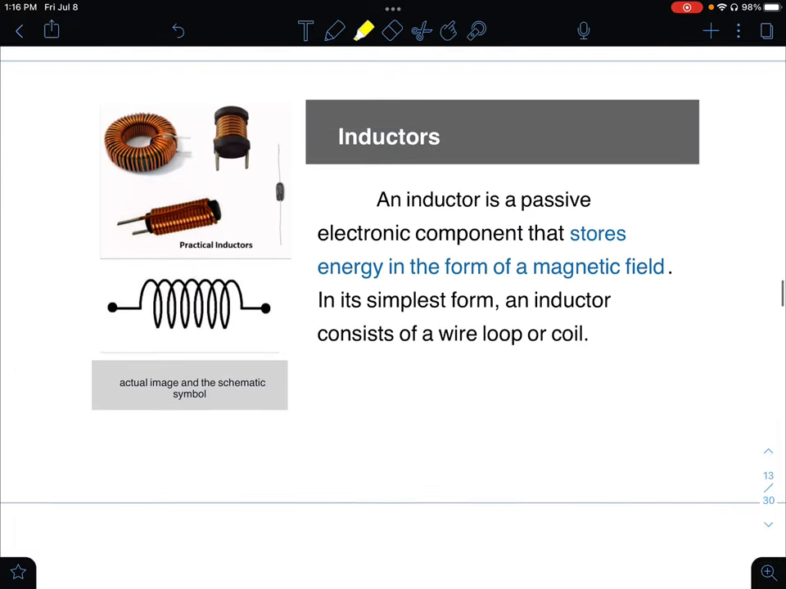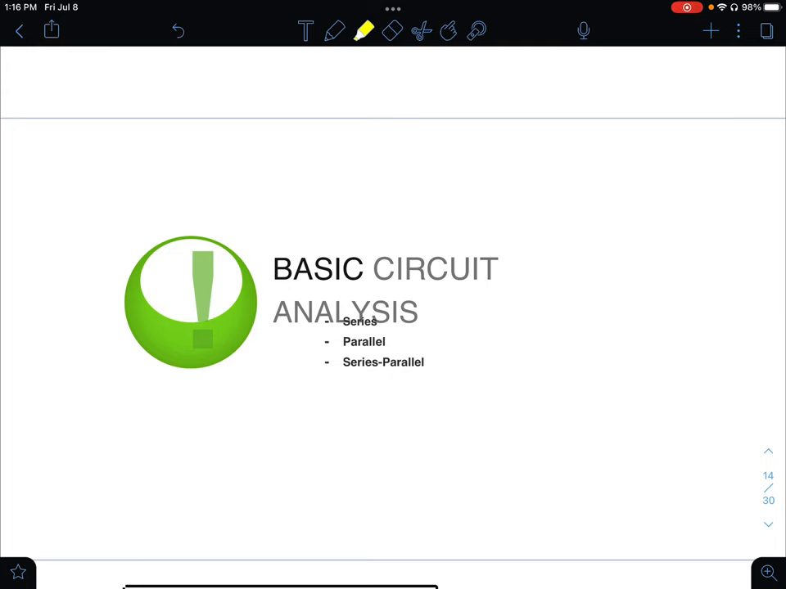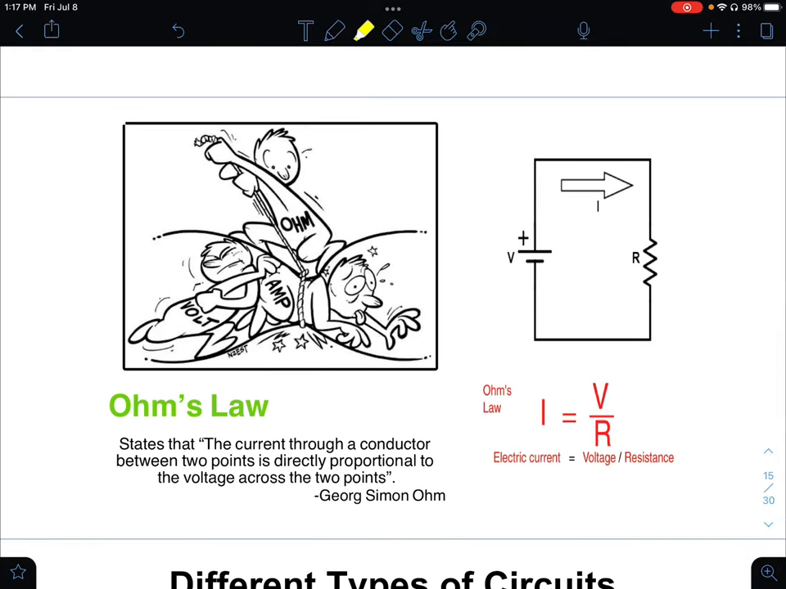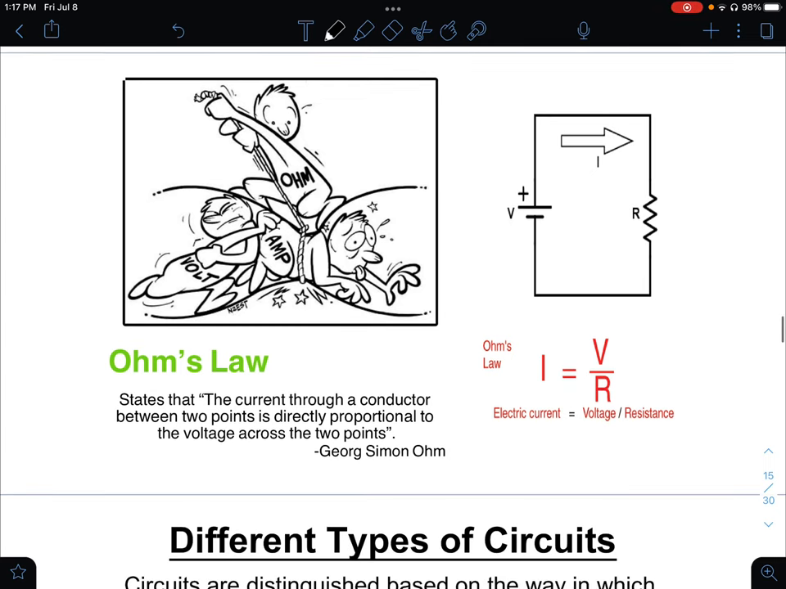Okay, so in this lecture, we will be discussing the basic circuit analysis of the series circuit, the parallel circuit, and the series-parallel circuit. So let's try to analyze. Okay, so Ohm, that's why it's called Ohm's law, George Simon Ohm stated that the current through a conductor between two points is directly proportional to the voltage across the two points. That is why the formula, electric current equals voltage over resistance, I = V/R, has been formulated. Here we can see the electric current, which is the I, that flows inside the circuit. We also have the resistance and the voltage that supplies the circuit.